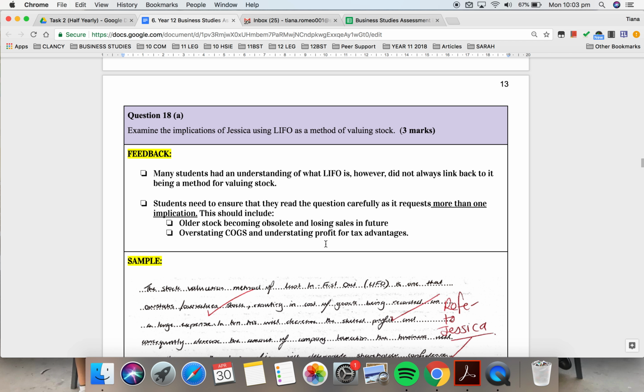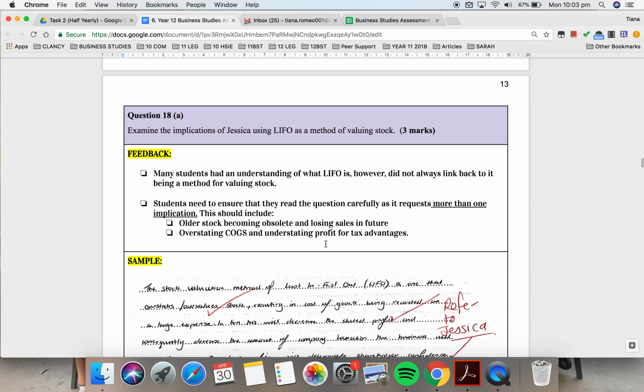Okay, question 18. Examine the implications of Jessica using last in, first out as a method of valuing stock. This was worth 3 marks. Many students had an understanding of what last in, first out is. However, they didn't always link it back to valuing stock.